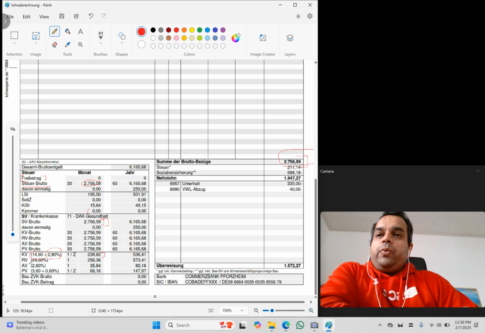We have the contribution to the pension scheme, which is 18.60%, and this is equally distributed between the employee and employer. Everybody takes 9.3% of the salary. Then you have AV, which is for Arbeitslosenversicherung, or the unemployment insurance, and that is 2.6%, which I think is completely borne by the employer, who is the employee working for the company.